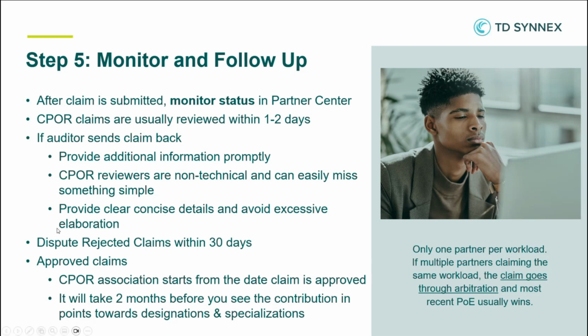So then last is once your claim is approved, the CPOR Association starts the day the claim is approved. Now, once the claim is approved, then it starts calculating and gaining the usage information, the monthly active users details. And so it will still take 2 months before you see your contribution in the scorecard. So another 2 months before the points hit the scorecard.